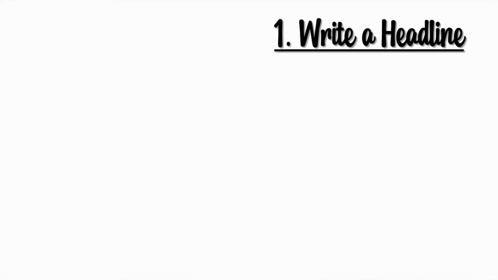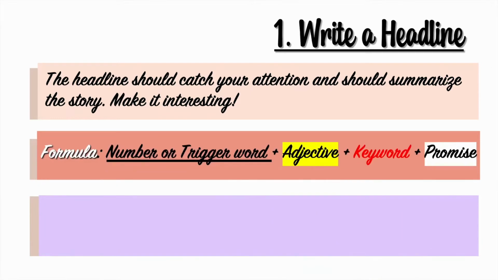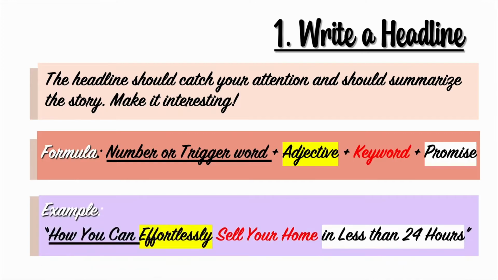So about writing a headline. The headline should catch your attention and should summarize the story. Make it interesting. There is a formula we can use. Number or trigger word, plus adjective, plus keyword, plus promise. And this is your example: How you can effortlessly sell your home in less than 24 hours.